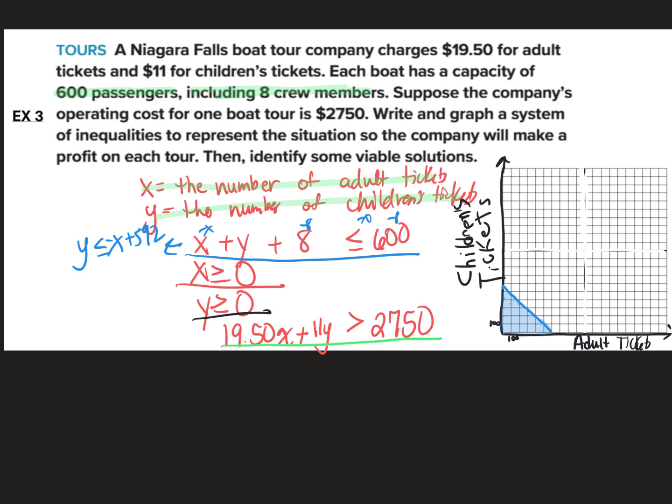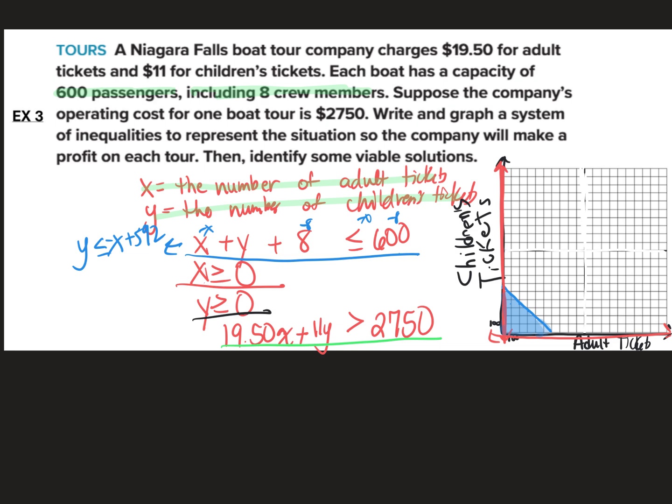Then x is greater than or equal to 0. I will use red. That means the y-axis. X is greater than or equal to 0. And y is greater than or equal to 0. So both of those are still in this region, and I'm not going to grab a different color to highlight. We're still looking in this region. And then I'm going to graph the last one in green.